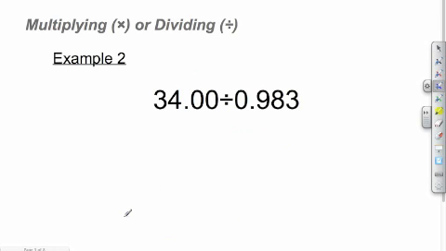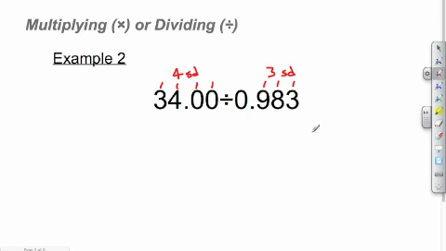Example number 2. In this example, I'm going to divide 34.00 by 0.983. Just like with multiplying, dividing, it's the same rule. My answer needs to have the same amount of significant digits as the value in my calculation that has the fewest. So if I go through here and I use my Pacific rules for determining significant digits, this number here, 34.00, has 4 significant digits. 0.983, again, I'm going to use my Pacific rules. And I've got 1, 2, 3, so 0.983 has 3 significant digits.